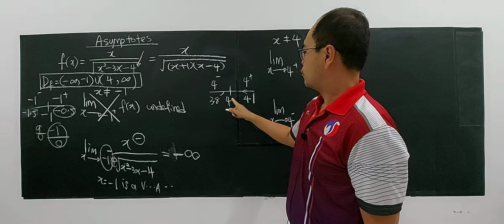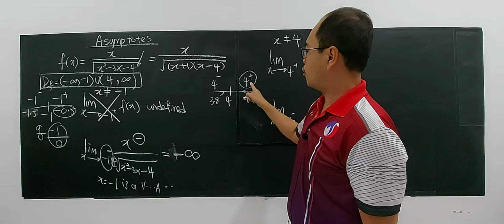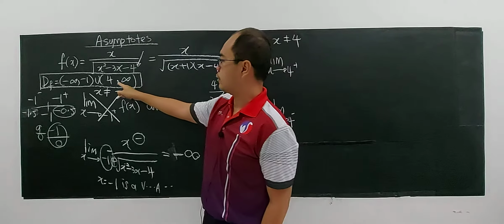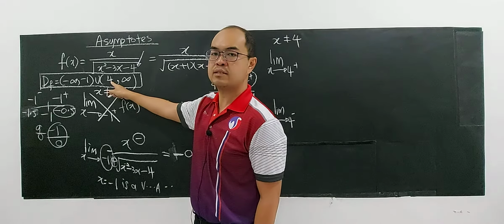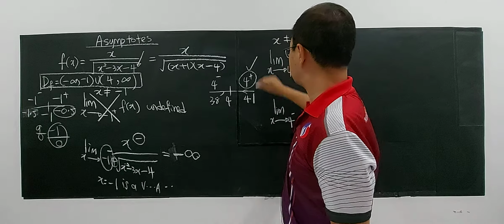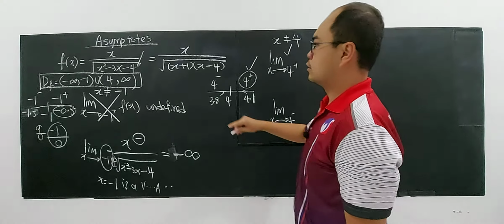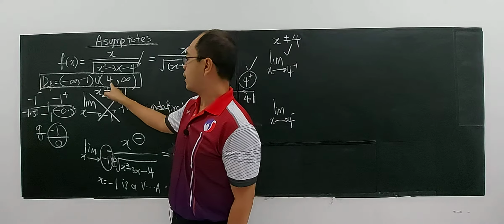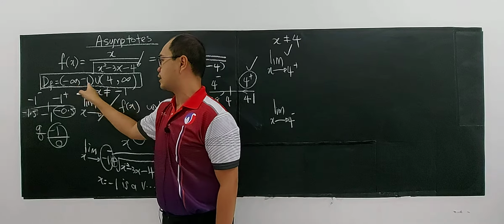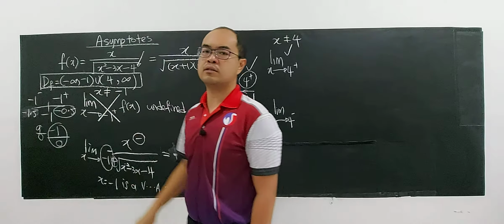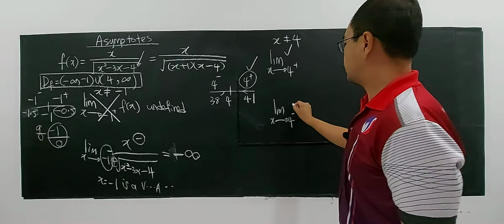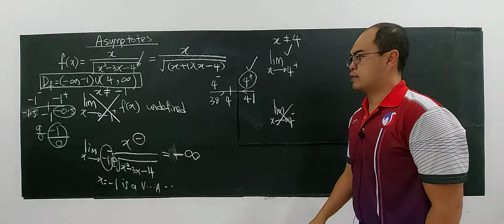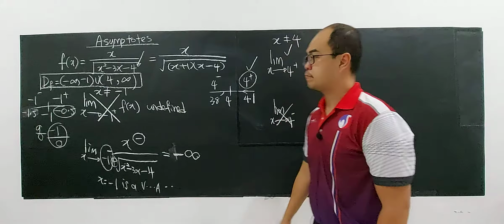Because 4 plus, 4.1, is 4.1 in the range? Yes, 4.1 is in the range. So we consider this one. So how about 4 minus, less than 4, 3.8. Is 3.8 in the range? No. Is it inside here? No. It's not in the range. So this one you don't need to consider the limits, and it will be undefined.